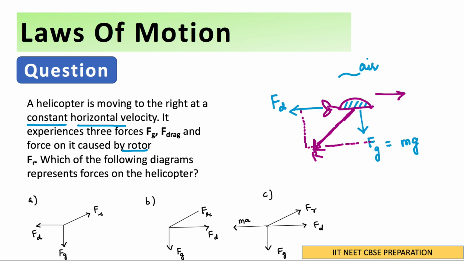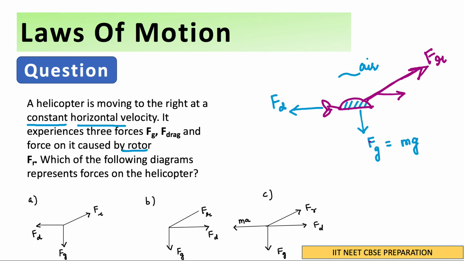Now since all the forces are balanced, what will happen? An equal and opposite force should be acting in the direction opposite to R. So basically this will be the direction of your rotor force, Fr. It is acting in the opposite direction to the resultant force produced by Fd and Fg. So our diagram becomes something like this. Let me make it a little clean. This was the resultant force of Fd and Fg. If I remove this resultant, which we had taken for our convenience, these are the actual forces acting on this helicopter.